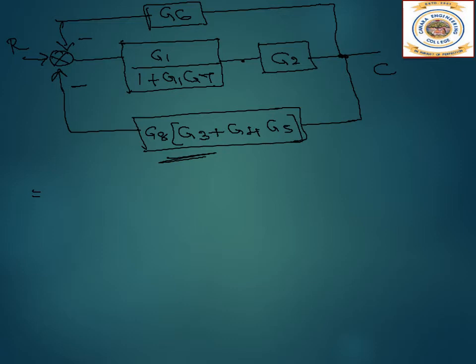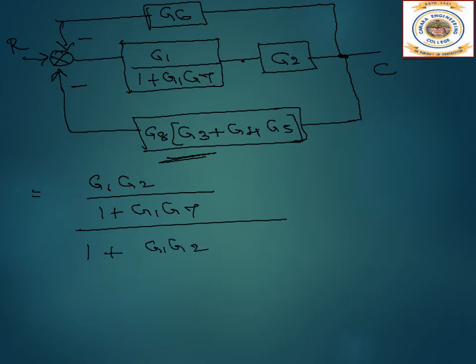What is there in the G of S? G of S is this G1 G2 by 1 plus G1 G7, and H of S is G6. So what do we get here? G1 G2 divided by 1 plus G1 G7, divided by 1, negative feedback so plus, G of S, G1 G2 divided by 1 plus G1 G7, in the place of the feedback, that is H of S, is G6.